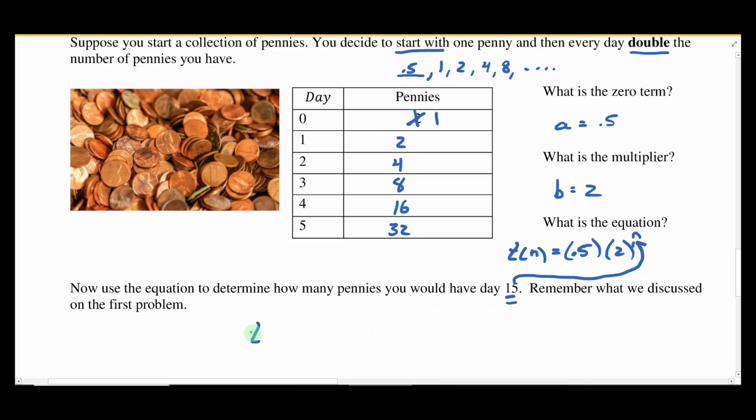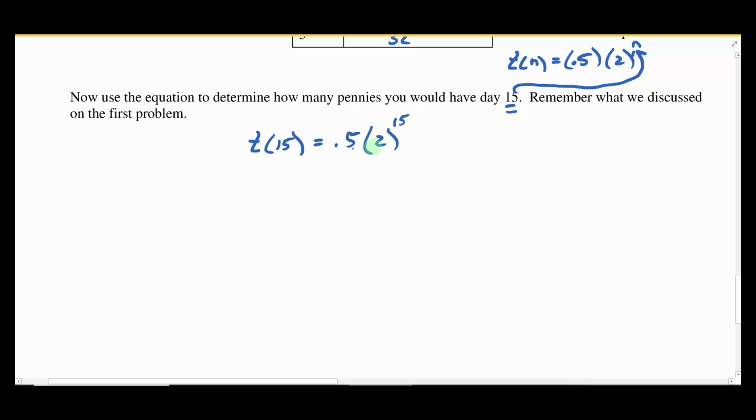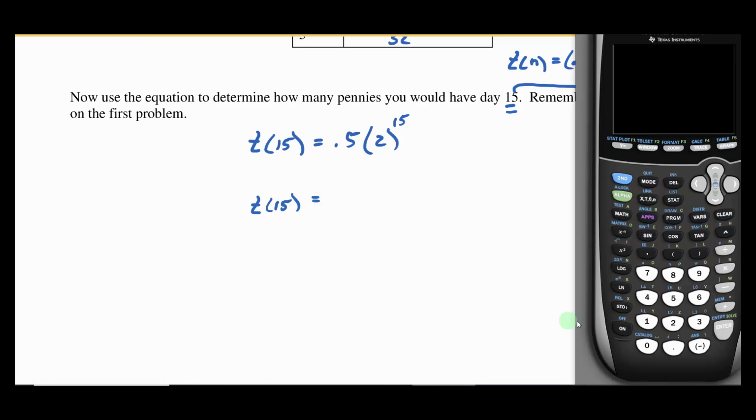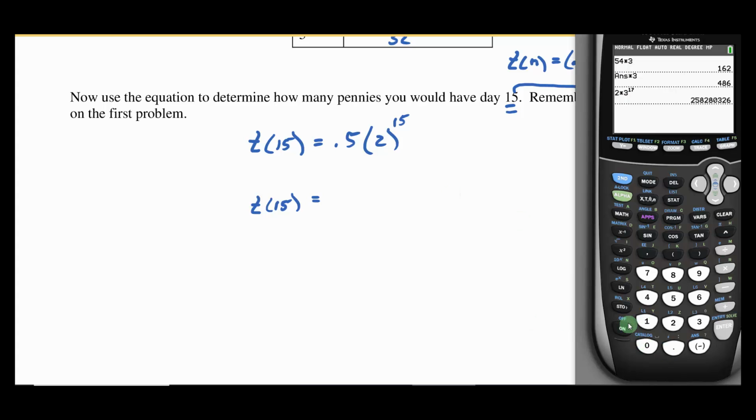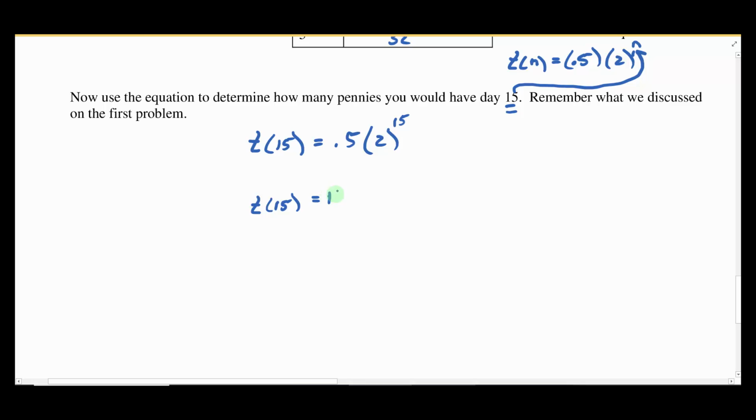So I'm going to say t of 15 equals 0.5 times 2 raised to the 15th power. So all I did was I plugged the 15 in for the n part of the equation, and then I would go to my calculator and type this in and see what I get. So I'm going to say t of 15 equals, I'm going to grab my calculator here. So we've got 0.5 times 2 raised to the 15th power. There it is. So we would have 16,384 pennies.